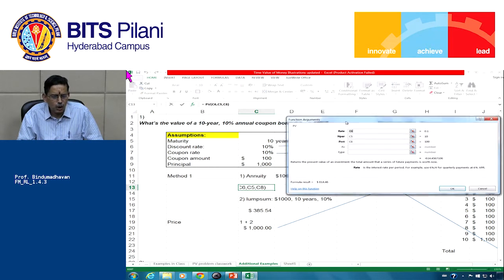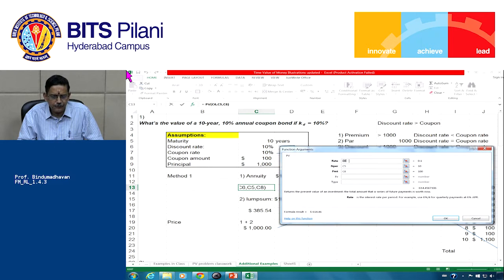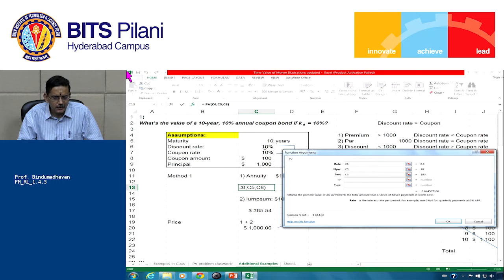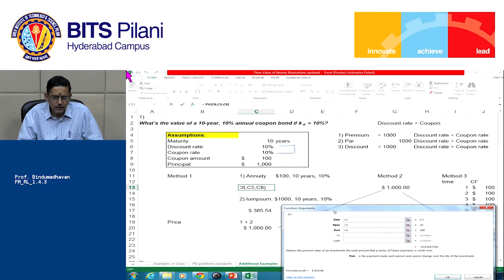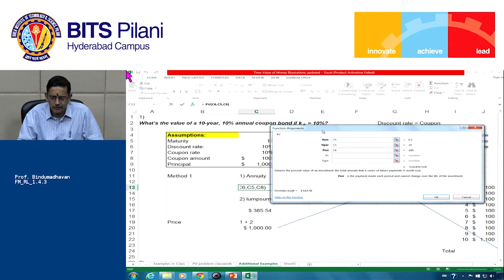Here's the dialog box. It asks for the rate, and the rate, that is the discount rate, is in cell C6. So I have given that. Then the number of periods, that is in cell C5, 10 years, I have given that. Then the payment we know is $100, that is in cell C8, I have given that. And that's for the annuity.